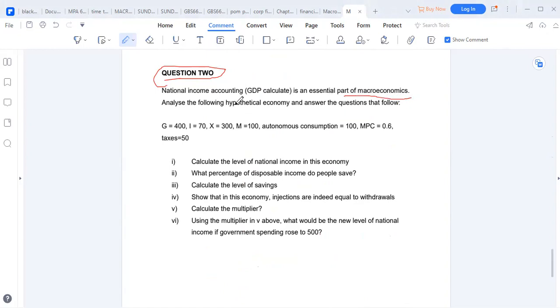Analyze the following hypothetical economy and answer the questions that follow. So we have the government expenditure, we have the income, then we have the exports and the imports, then we have the autonomous consumption, and also the marginal propensity to consume, this MPC. So this is on question 2.